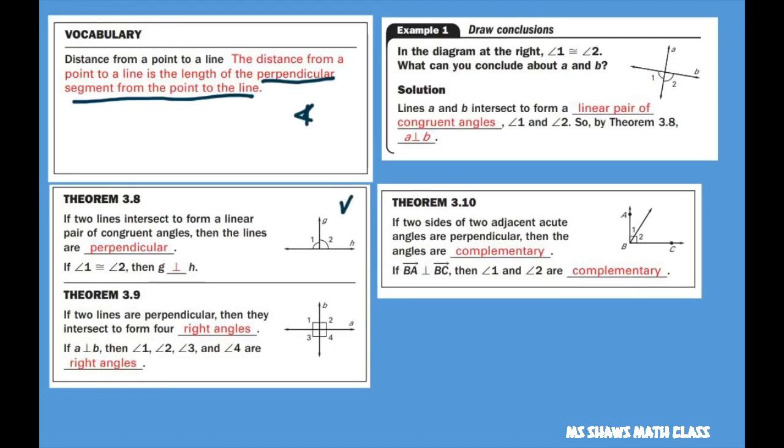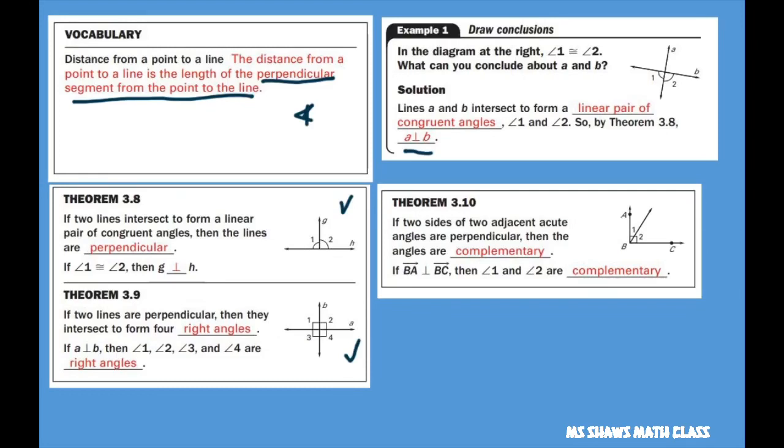And in Theorem 3.9, if two lines are perpendicular, then they intersect to form right angles. So angle 1, 2, 3, and 4 here are right angles. So in the diagram at the right, angle 1 is congruent to angle 2. So what can we conclude about A and B? Well, by Theorem 3.8, that means that A is perpendicular to B.